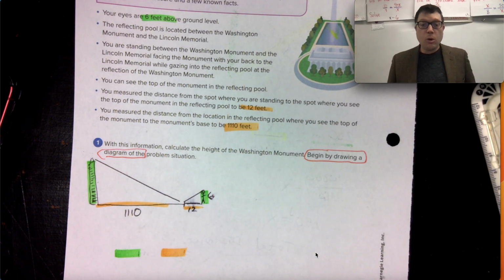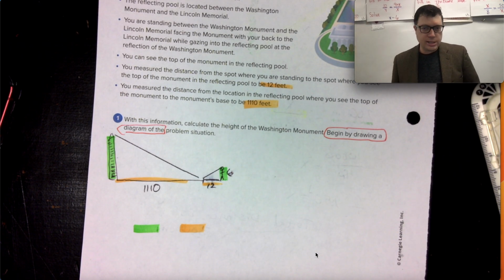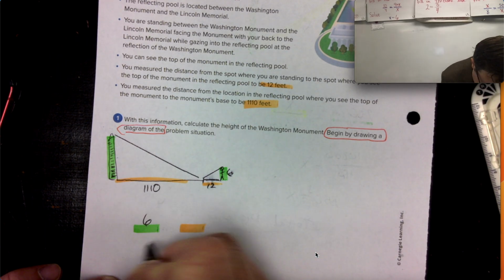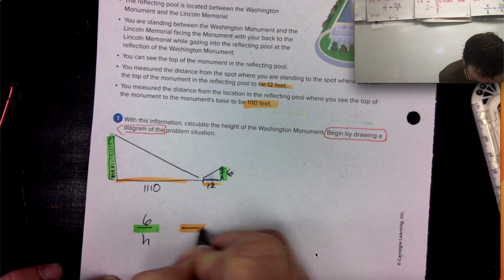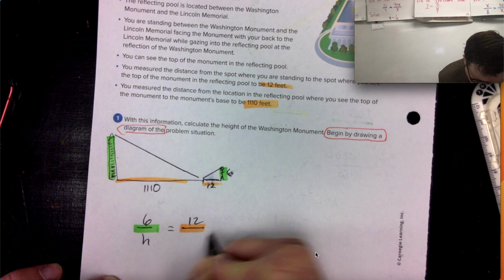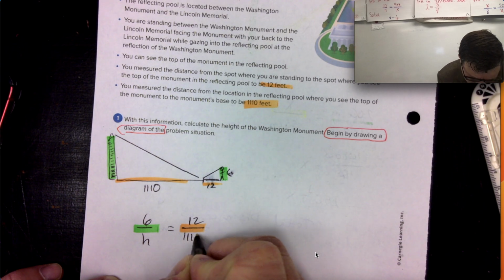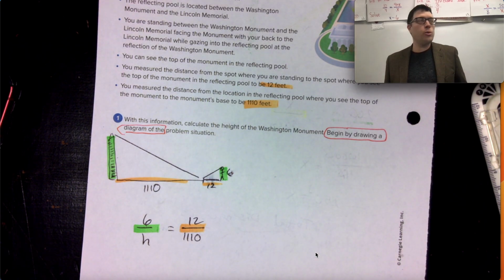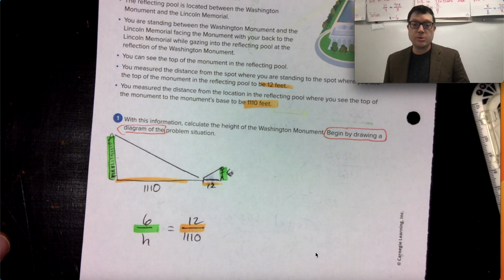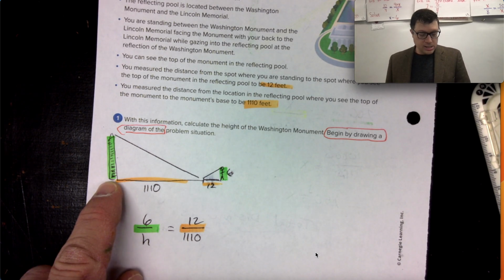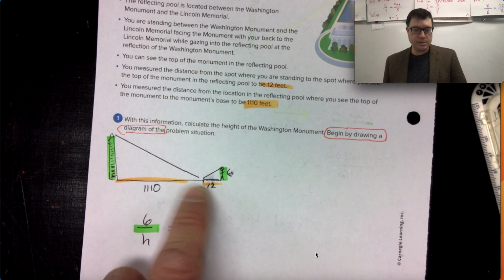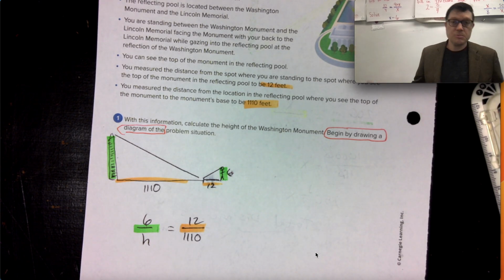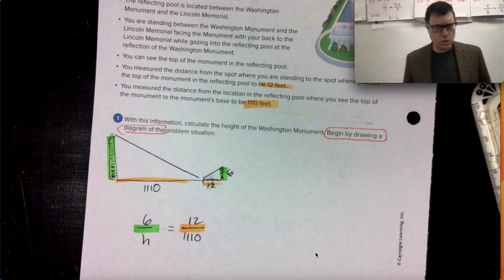And of course they're equal because everything about this is about equivalencies. 6 to the height of the Washington Monument is going to equal 12 feet to the reflection pool and 1,110 feet across the reflection pool from the base of the Washington Monument to where my eyeballs meet. Okay, solve for h, solve for the height. Cross products will do it.